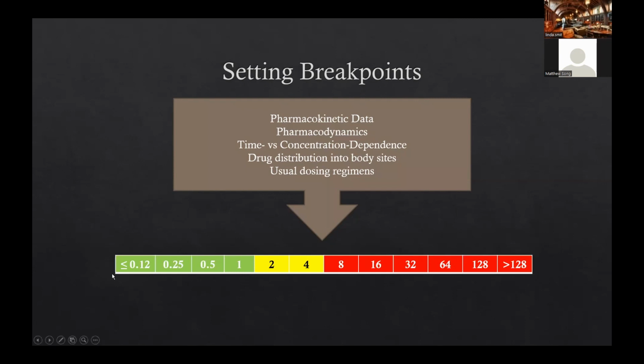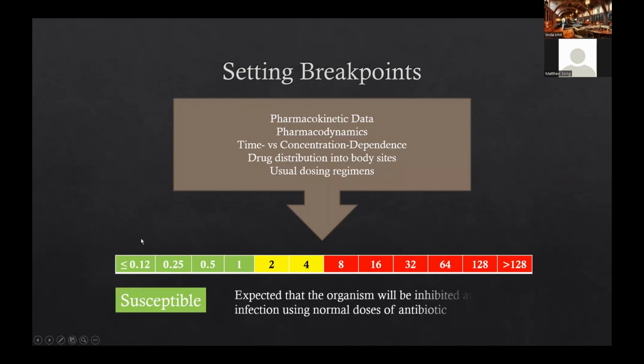So for example, with this particular drug, you're going to say 1 or less is susceptible, 8 or higher is going to be resistant, and 2 or 4 are going to be somewhere in between. So the susceptible ones, this is about the best definition you can come up with. If we call it susceptible, we're going to say that the organism should be inhibited at the site of infection using normal doses of antibiotic.